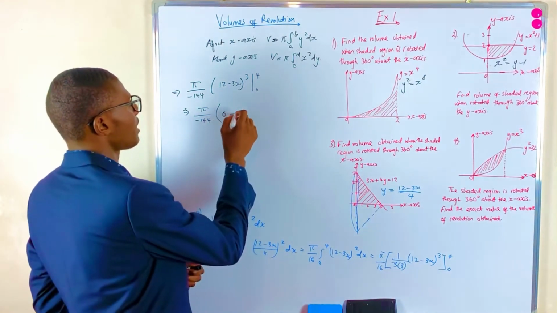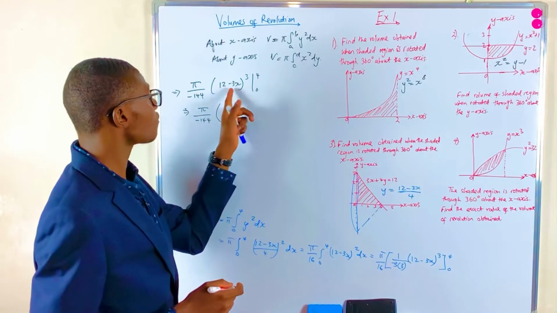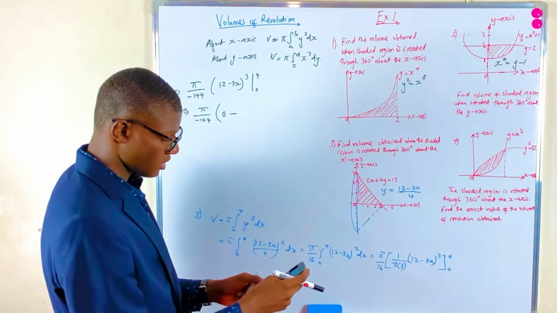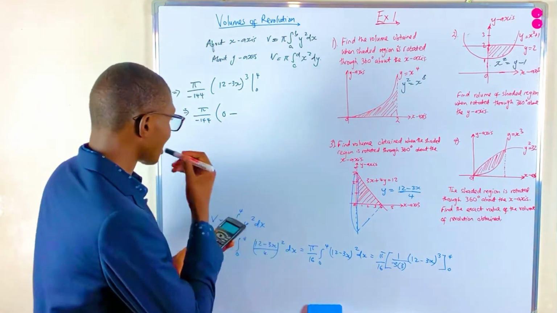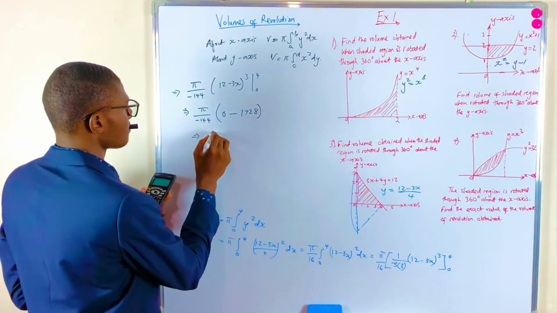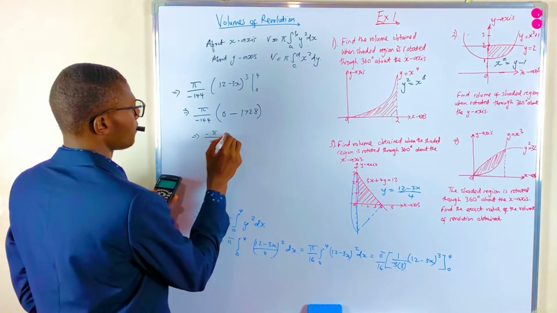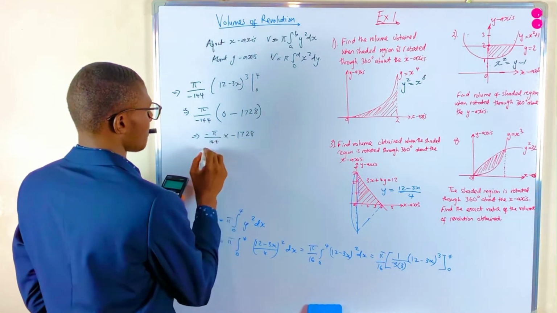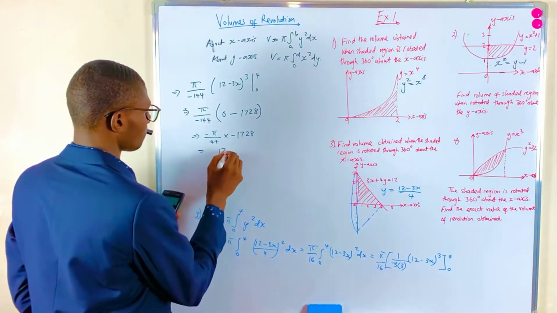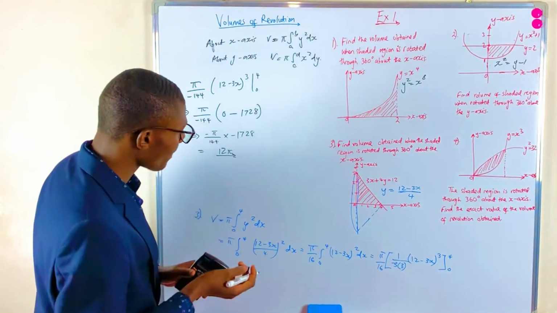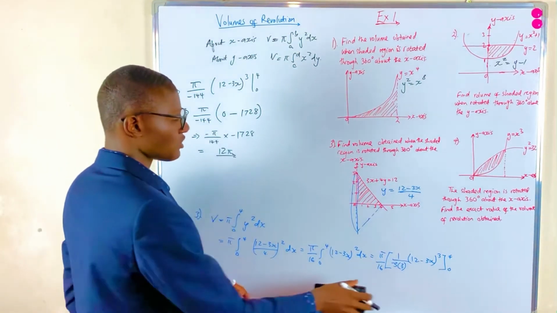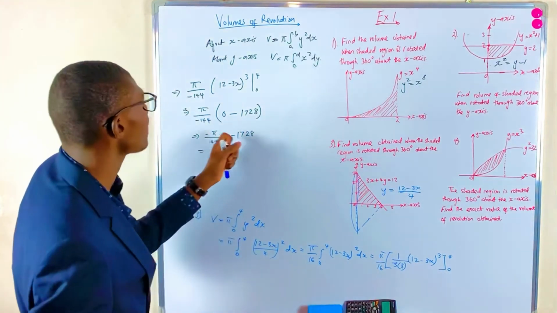So this is 0 minus, substituting the lower limit, 12 minus 0 to the power of 3. This is 12 to the power of 3, which gives 1728. When simplifying this, that's minus pi over 144 times minus 1728, and divided by 144, we get 12 pi. So 12 pi cubic units is the volume that we get after we rotate this through 360 degrees about the x-axis. Of course, the negatives cancel each other.